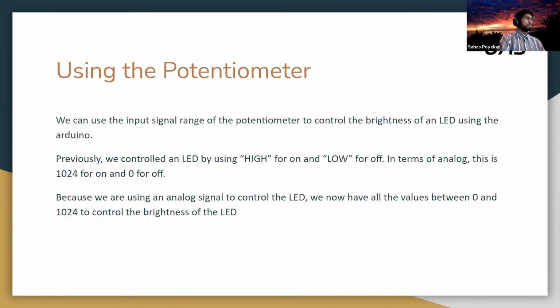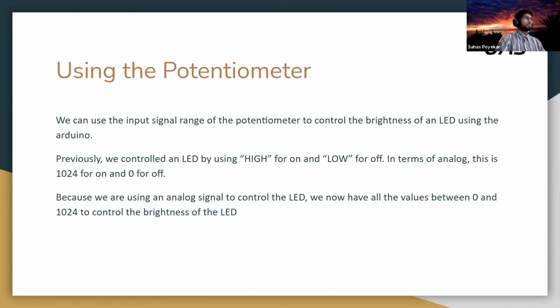So when we're using the potentiometer for Arduino, we can use the input signal strength of the potentiometer to control the brightness of an LED using an Arduino board. Previously, we were only able to control an LED by setting its output to high to be on, or low for off.